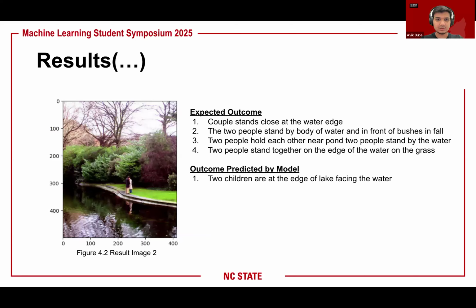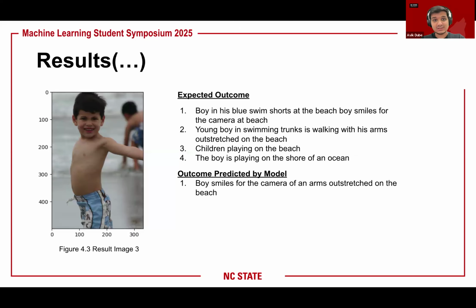Moving on to the next result. Here we can see there's a garden, a lake, and two persons standing on the side of that lake. Our model predicted two children at an edge of a lake facing the water. Now, moving on to the third result. This is a boy wearing a blue shirt, and behind him there's another boy playing joyfully on a beach, on a shore, and that is the expected outcome. Our model predicted boy smiles for camera, his arms are stretched out and on the beach, which is kind of perfect.